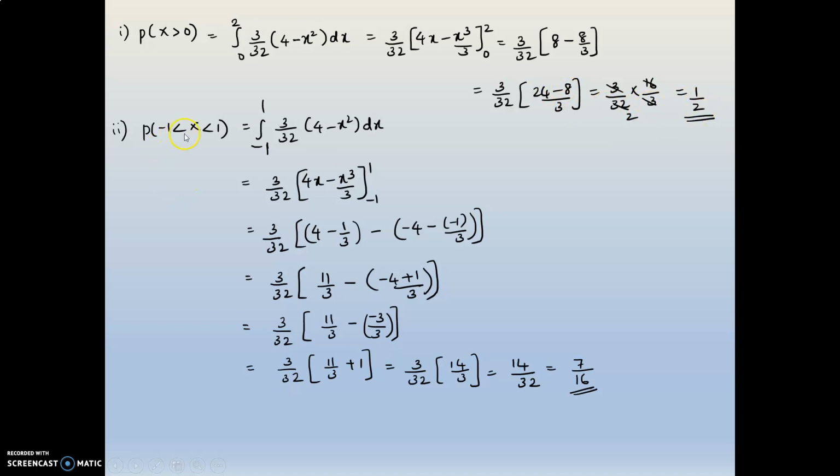Next question is probability of minus 1 less than x less than 1. Here the lower and upper limits are given as minus 1 and 1. So we are integrating from minus 1 to 1, 3 upon 32 into (4 minus x squared) dx.